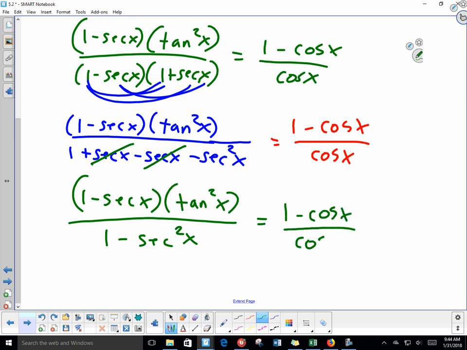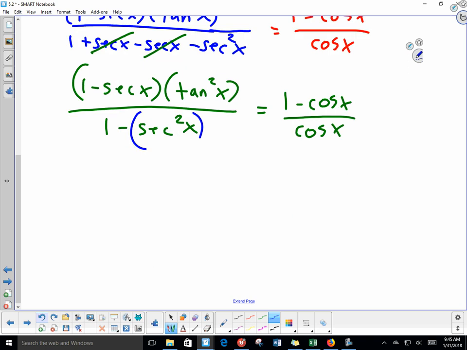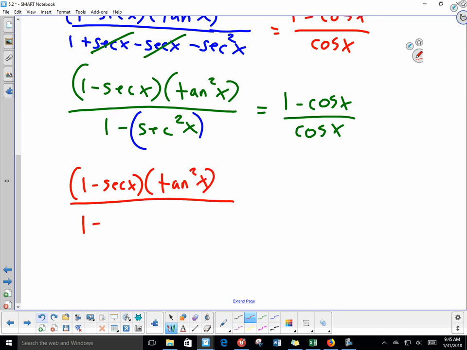Keep that right side going. If we see a 1 and a secant squared together, we might want to replace this 1 with, it's 1 plus tangent squared equals secant squared. So how about we replace secant squared with 1 plus tangent squared? So if we do that, we're going to have 1 minus secant x tangent squared x. And in the denominator, we're going to have 1 minus, and we're replacing secant squared with 1 plus tangent squared.